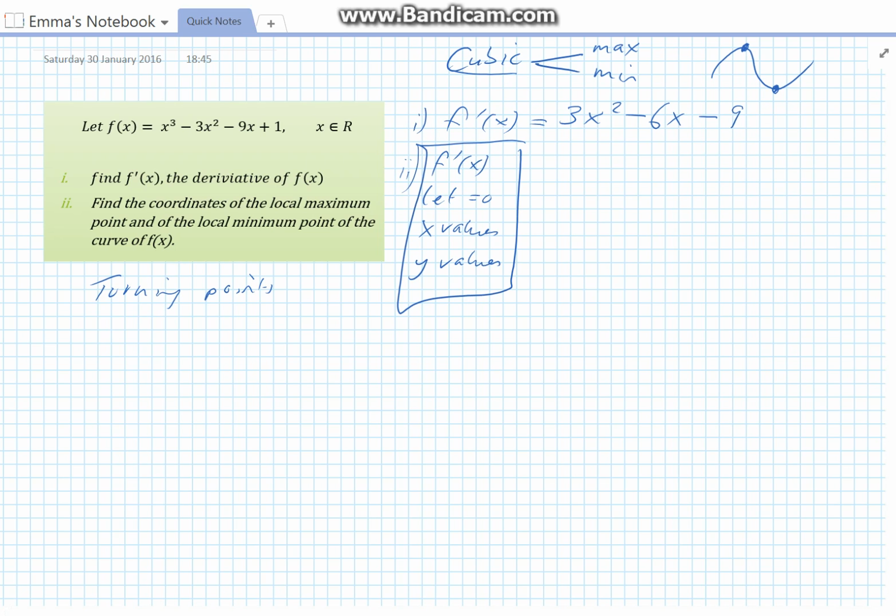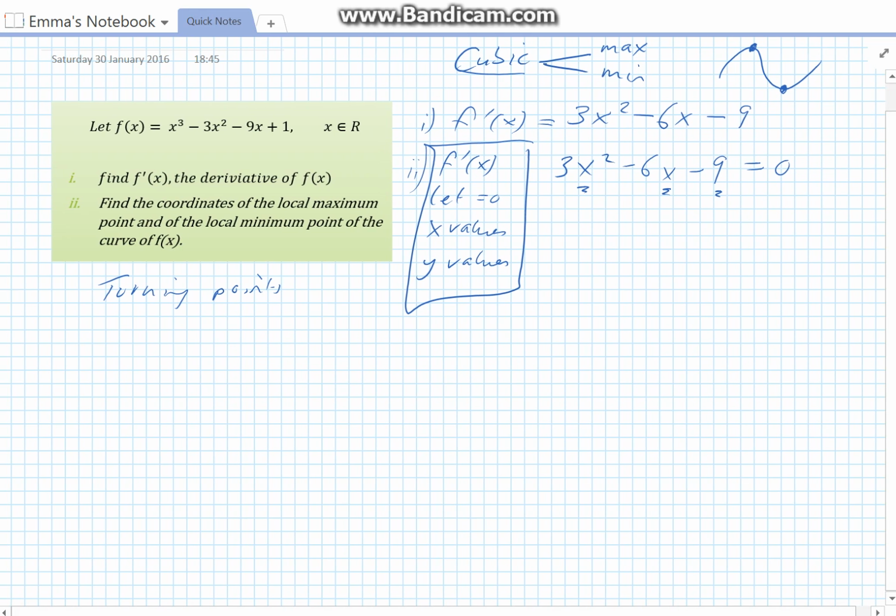So the first part, f dash of x. We've already found that. So we know that f dash of x is equal to 3x squared minus 6x minus 9. Step 2 is let it equal 0. So we let it equal 0 here now. Right, so we have an x squared here, an x and a number. So in our head straight away we're thinking minus b formula or open up our brackets. So can we simplify it before opening our brackets? We know that it'll divide across by 3.